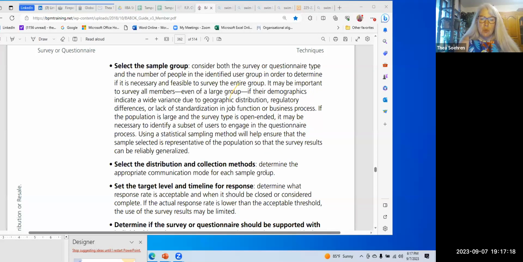If the actual response rate is lower than the acceptable threshold, the use of the survey results may be limited. Has anyone done a survey where you haven't gotten the quantity of results back that you expected?